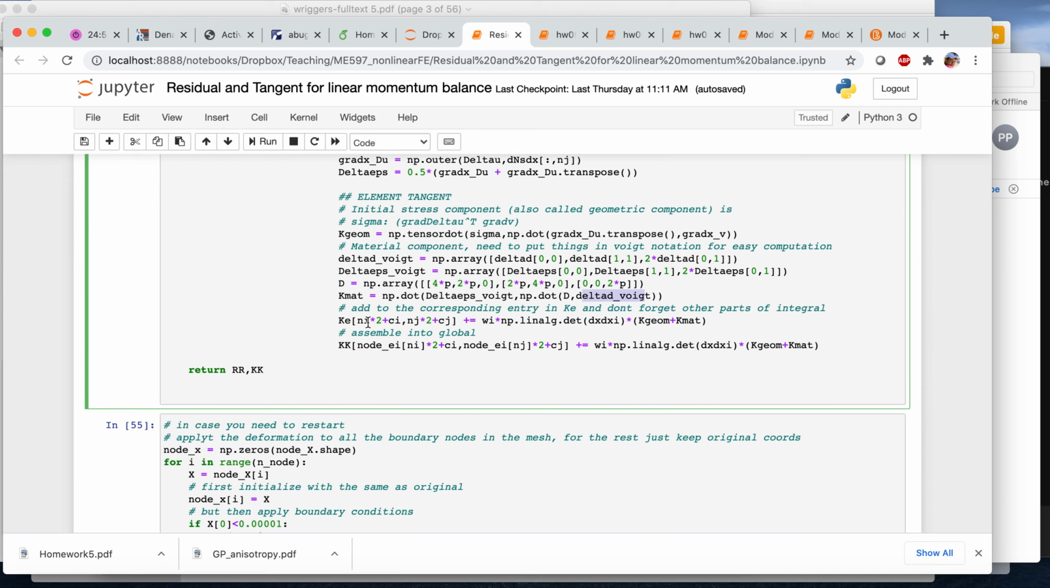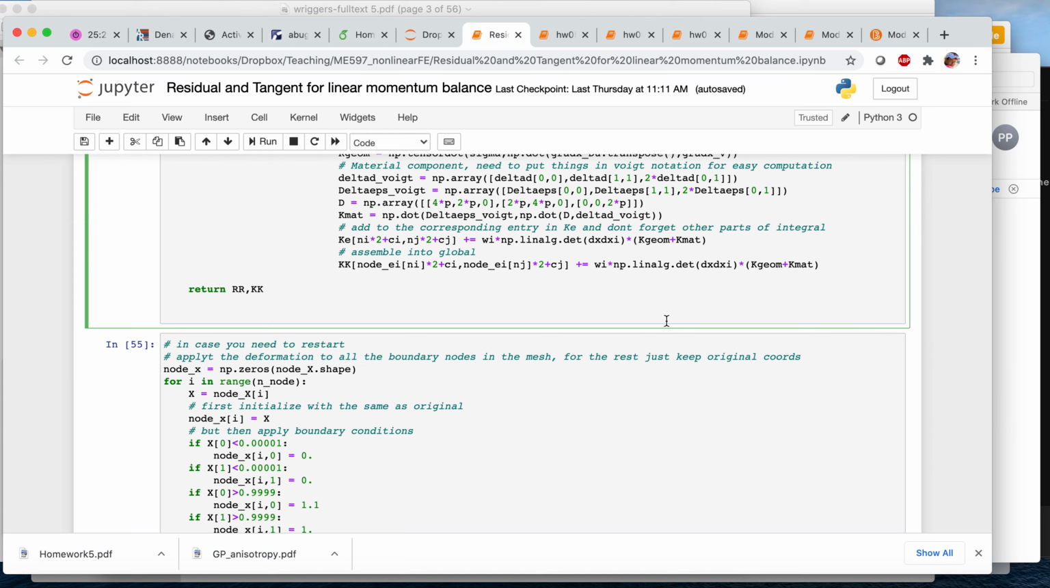And then add that to the corresponding entry of the element tangent. Again, need to add the part related to the integration. And then for the total tangent, just instead of ni, go to the global node number, which is ei ni. And for the j, same, from the local node number to the global node number. And then, yeah, this is the same as before. So that's it.